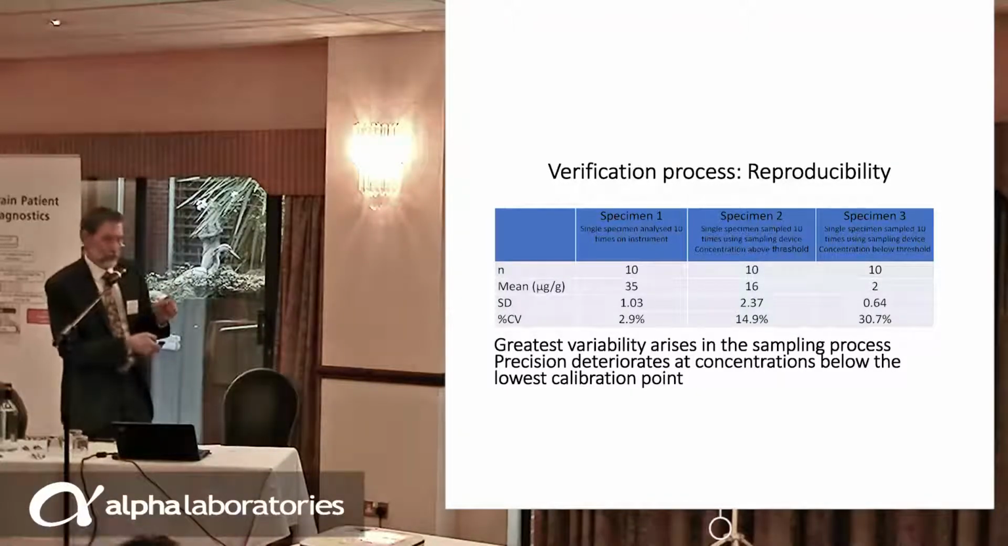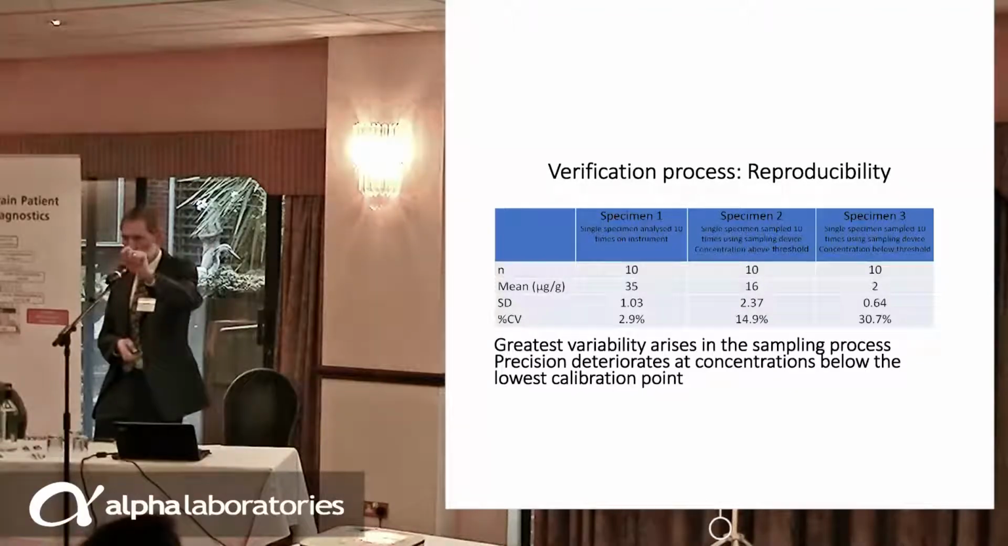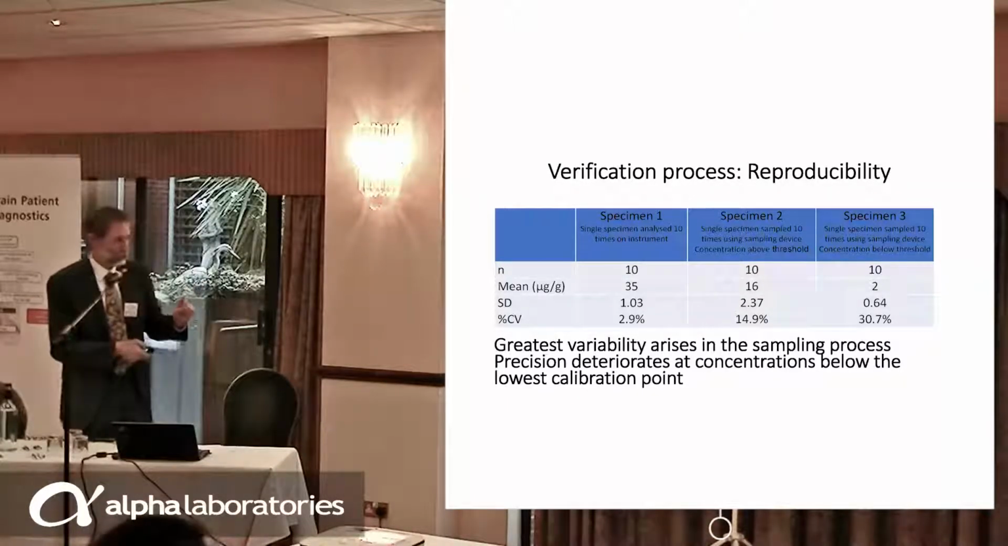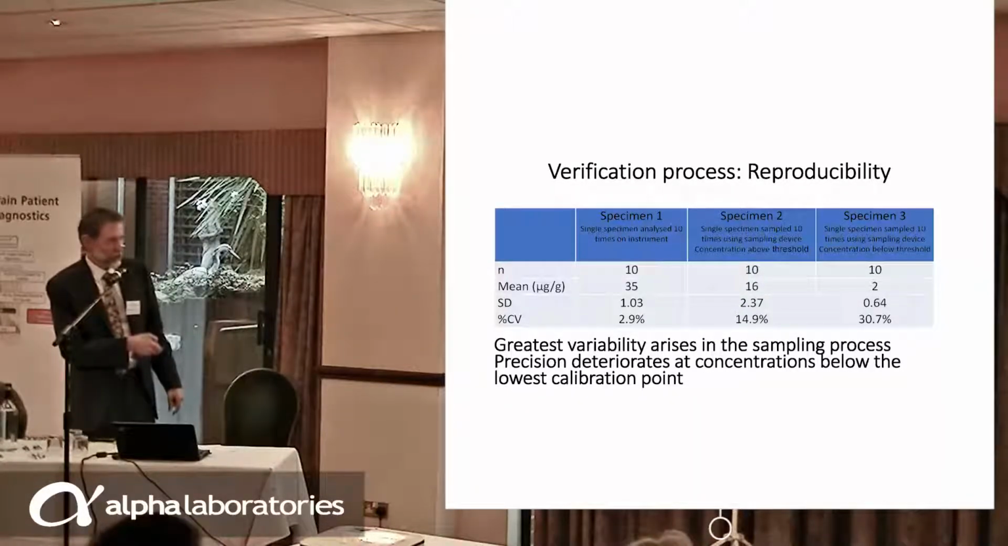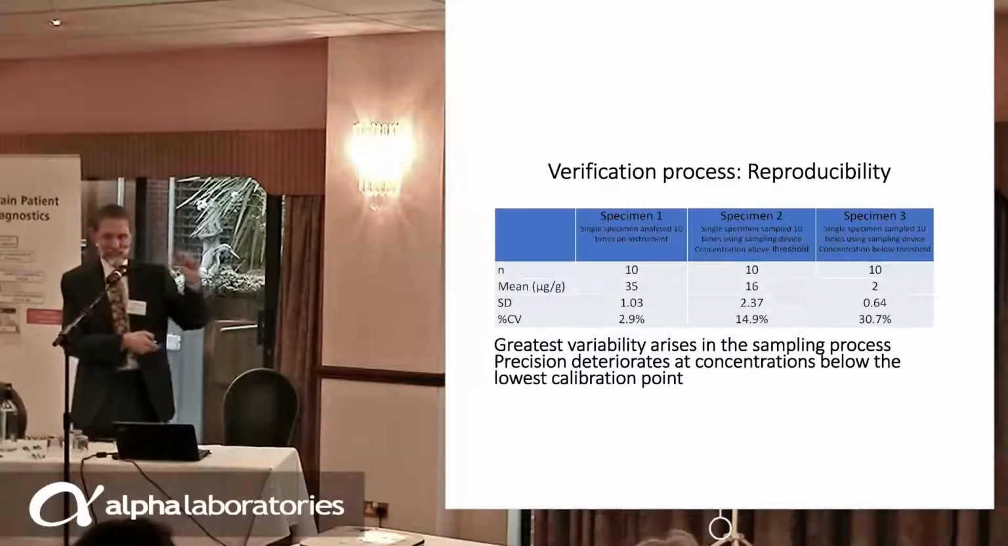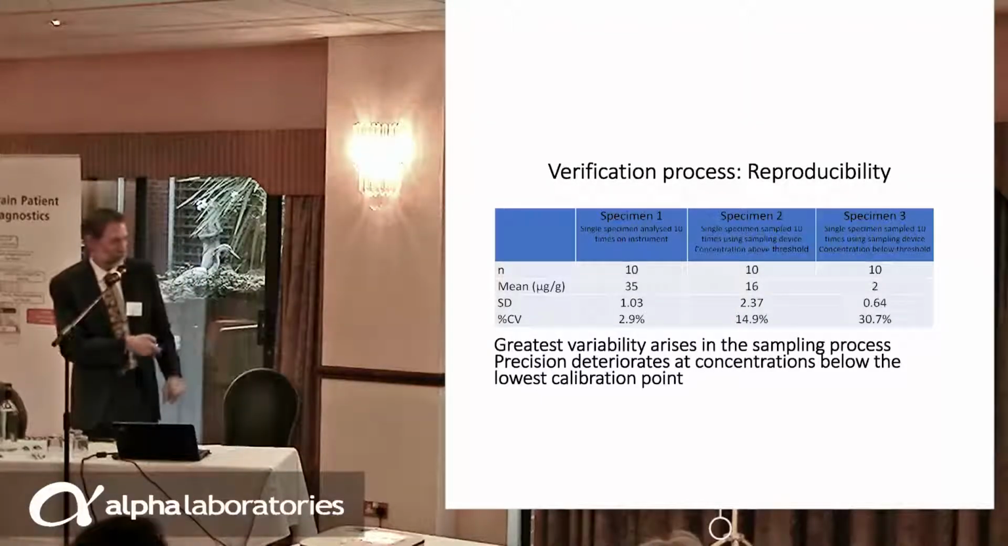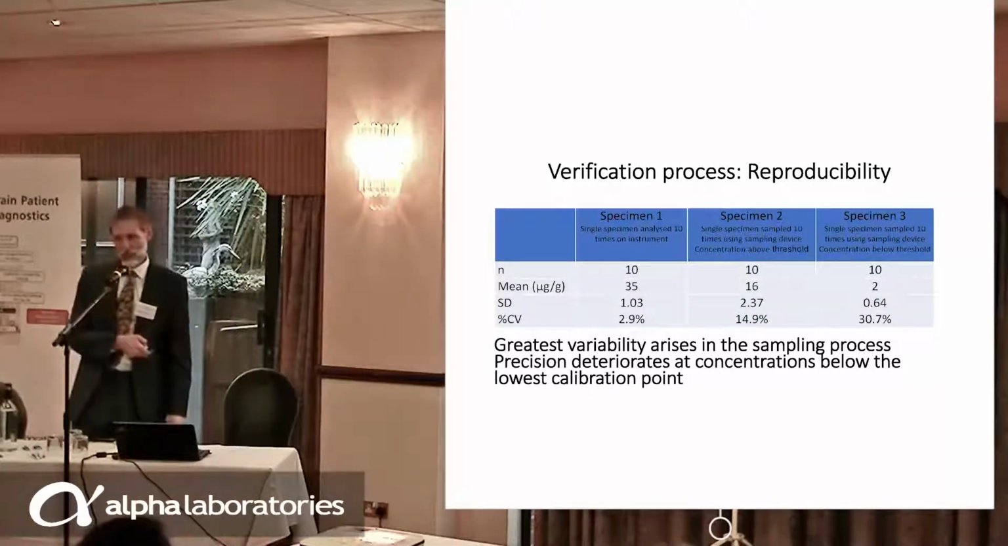So if you're just running a sample in a single dipped stool sample, you've got very good reproducibility, 2.9% at a concentration of 35. But what about these samples? These are repeatedly dipped in the same stool. Okay, so you've got quite large CVs. So the greatest variability is associated with the sample process.